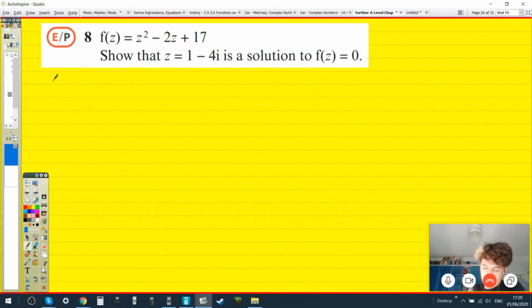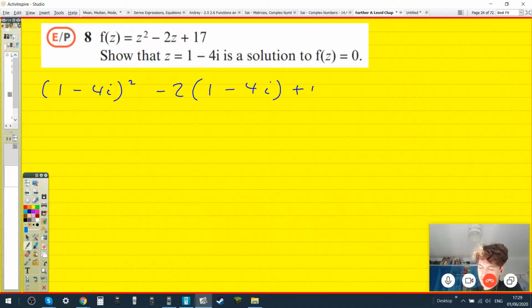Okay. So first off, we do 1 minus 4i, all of that squared, minus 2 times 1 minus 4i plus 17 equals 0. But we have to solve it. Yeah, we won't make it equal to 0 yet. We'll just work it out. Okay. So we get 1 minus 4i plus 1 minus 4i. How'd you get that? Because we're squaring 1 minus 4i.